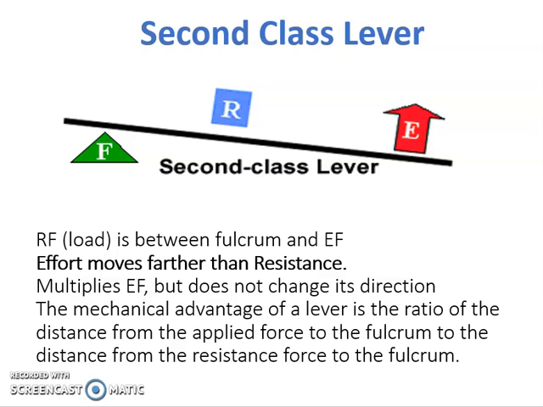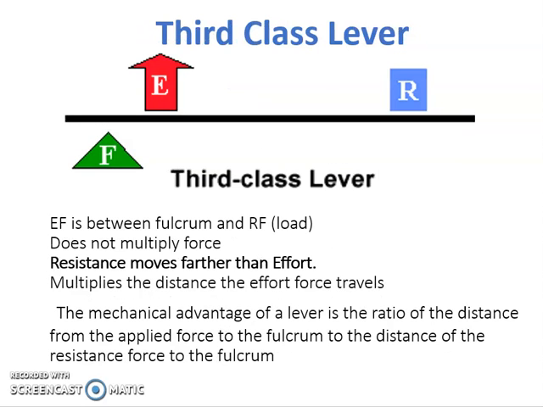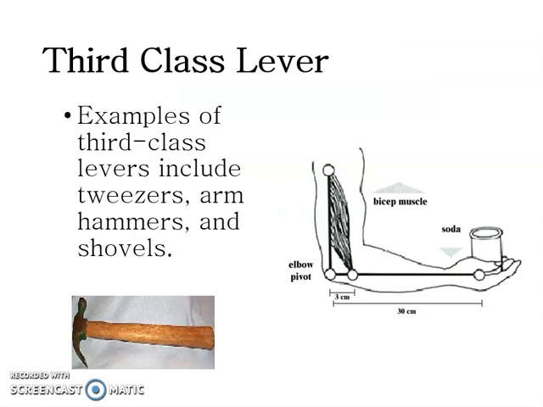The third class lever is something that we look at with this image. So again, the fulcrum is on the edges, and what we're seeing here is that the resistance moves further than the effort. And so this is another example. We could analyze the mechanical advantage, but that's something that we don't necessarily need to know for our purposes. But our examples would be tweezers, a hammer arm, or for us, a curl. Shovels would be an example of this. And so this is one of our simple machines.